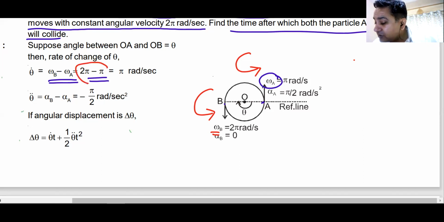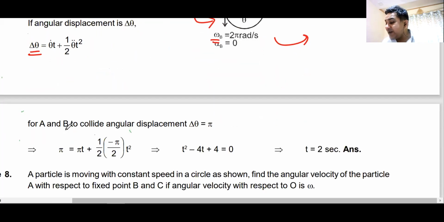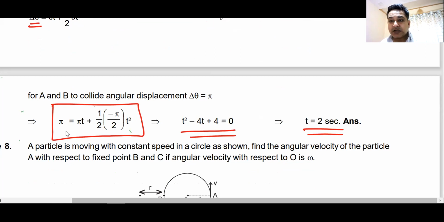So the relative angular velocity of A with respect to B or B with respect to A becomes 2 pi minus pi. You have taken the bigger one as B, so B minus A they have done. B minus A becomes pi. Relative angular acceleration of B with respect to A, they found as minus pi by 2. Now if A has to catch B or B has to catch A, the angular displacement it has to move is pi, and you put the values of all these quantities and you have your answer.